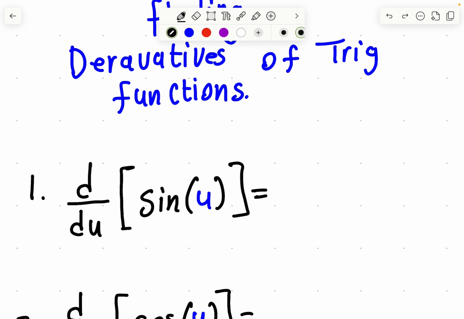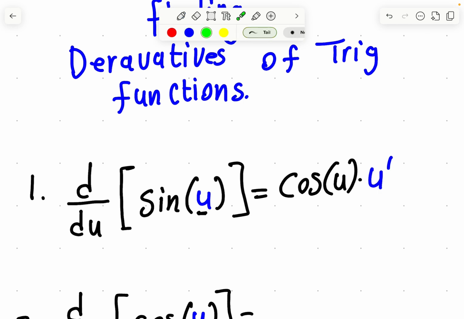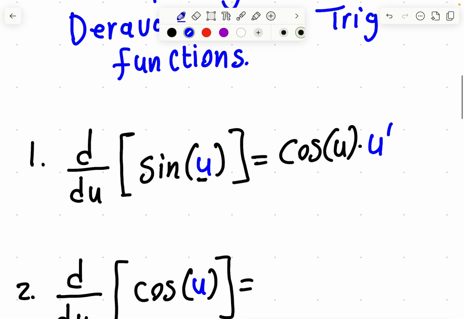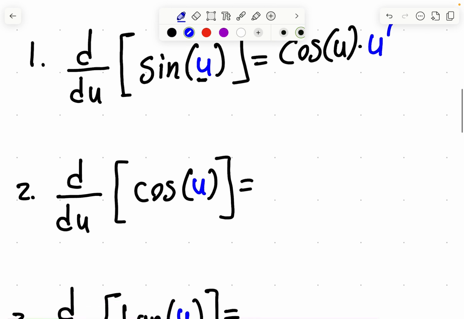U is anything. It can be x, it can be z, or it can be theta. Understand? So what is the derivative of sine u? The derivative of sine u is simply cos u. U is whatever is in that trig function. Multiply by u prime. Don't forget that. The derivative of sine u is cos u multiplied by the derivative of whatever is inside the trig function.